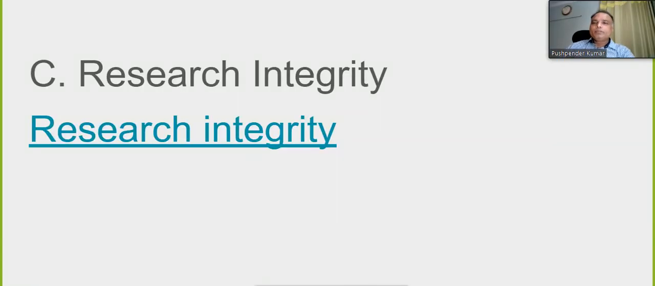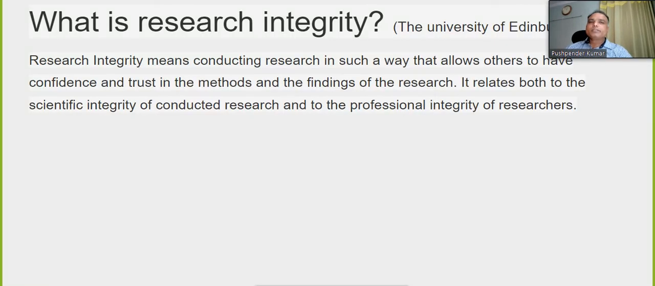Okay, now we move to the third part of our discussion today, and this next part is about research integrity. Before I move further and talk about research integrity, I have taken this from the University of Edinburgh. What is research integrity? Let me read it out for you.